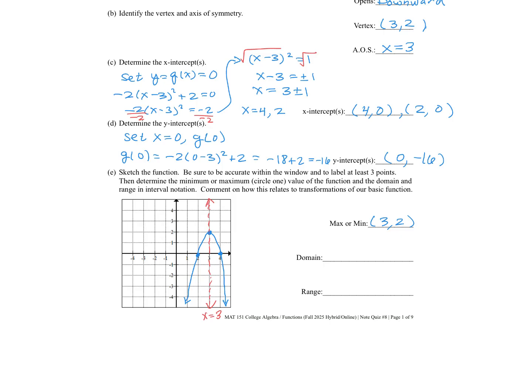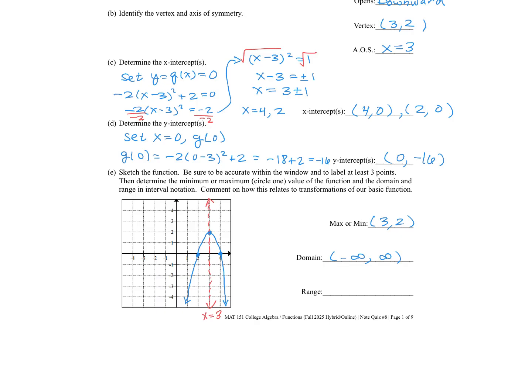Now for the domain, remember that's the set of x numbers that we can use in the function. In this case, we can subtract anything we want, square anything we want, add or subtract anything we want. So that domain is all real numbers. If you look at the graph, you'll also notice it because it extends forever to the left and right.